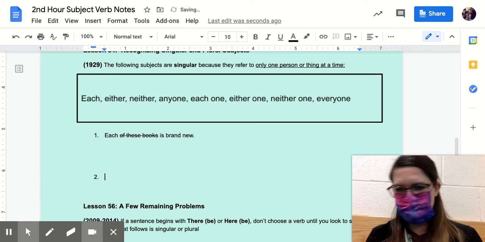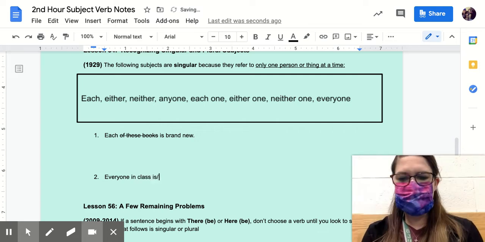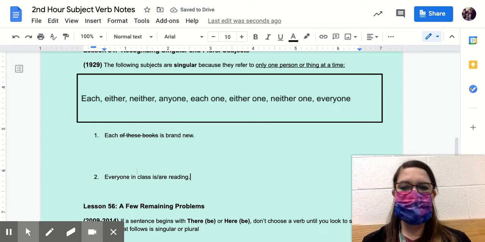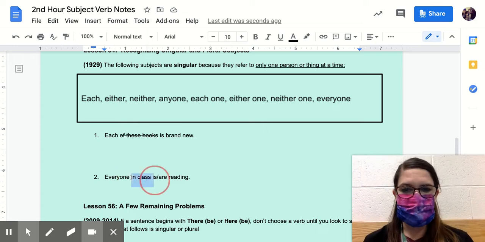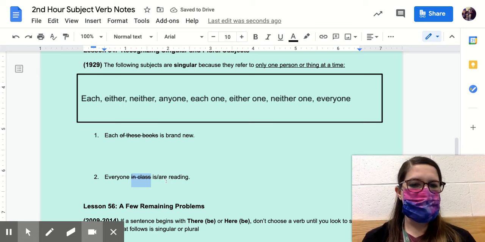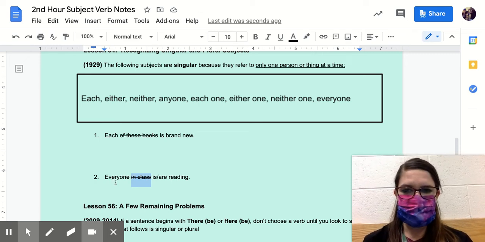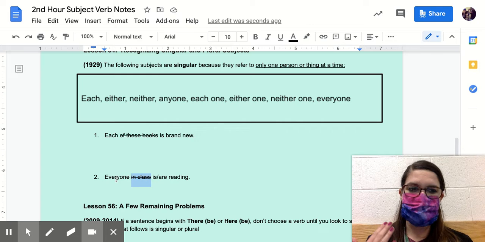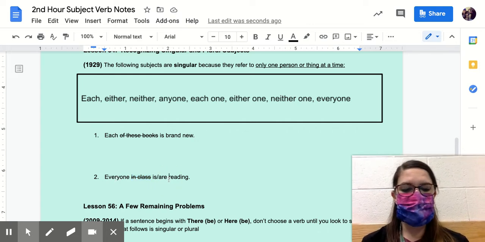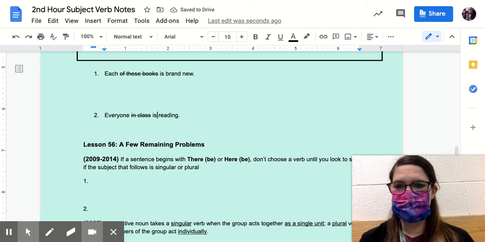The next one, everyone in class is or are reading. In this one, we see in is a preposition. In what? In class. So we're going to get rid of that prepositional phrase. So who or what is reading? Everyone is. So we see everyone as our subject. We have to remember that everyone is always going to be a singular subject, which means we need our singular verb. Everyone in class is reading.